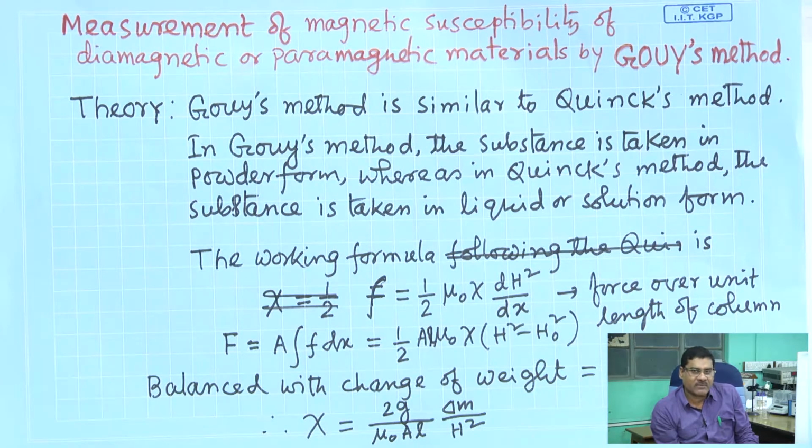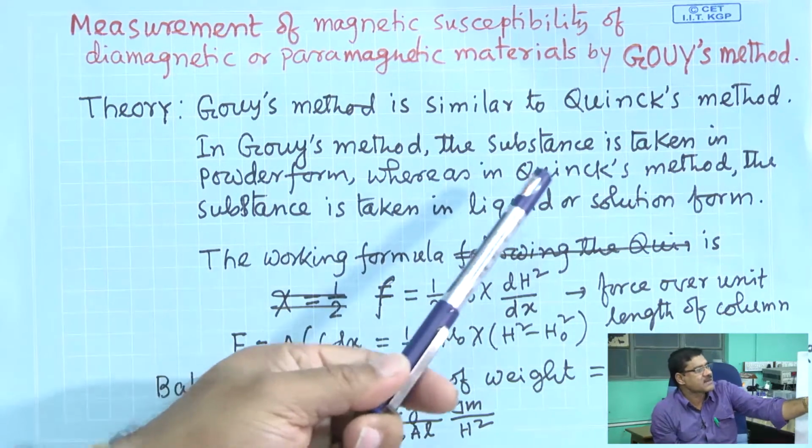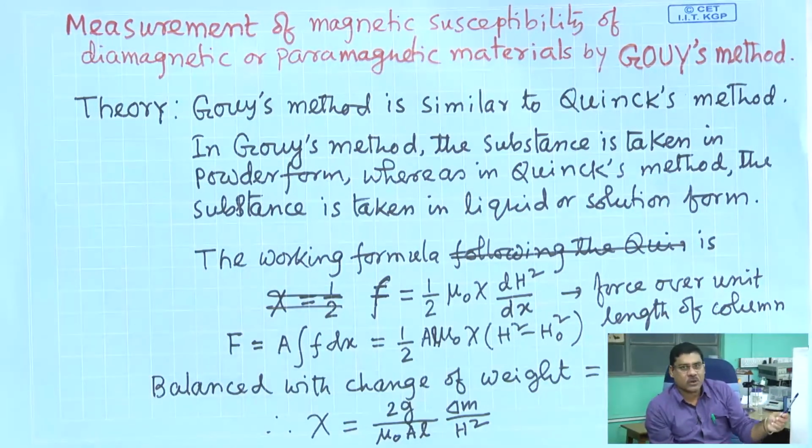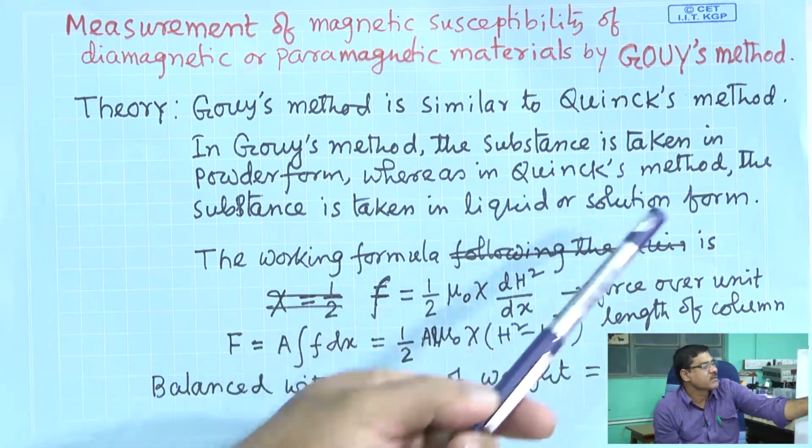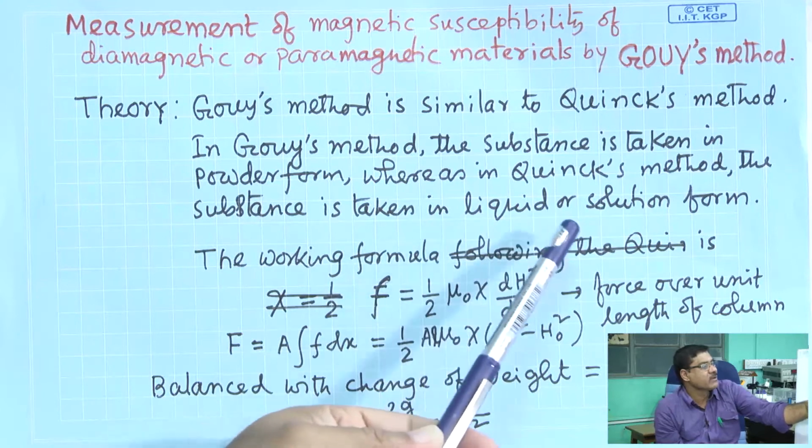We prepared the solution of manganese sulphate, and using the solution, that experiment is done; basically the height change of the liquid was the measurement parameter as a function of magnetic field. In Gauss method the substance is taken in powder form or solid form. It can be powder, or it can be a solid rod also. Whereas in Quine's method the substance is taken in liquid or solution form.